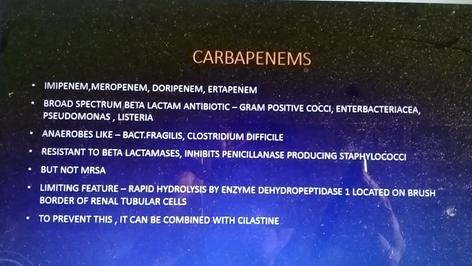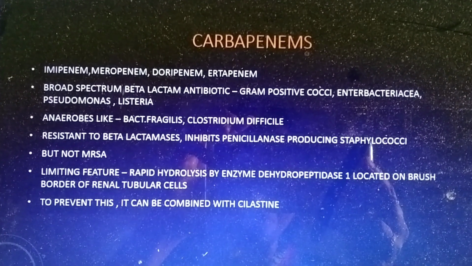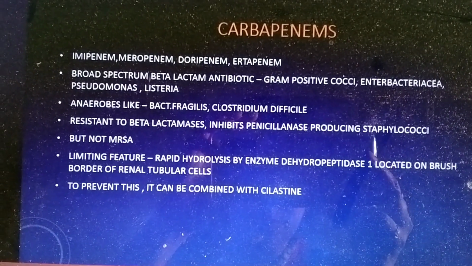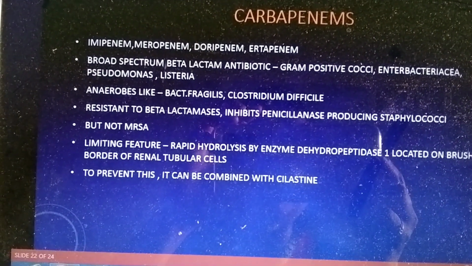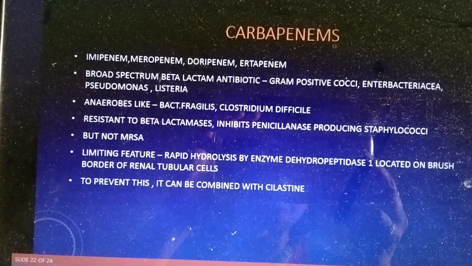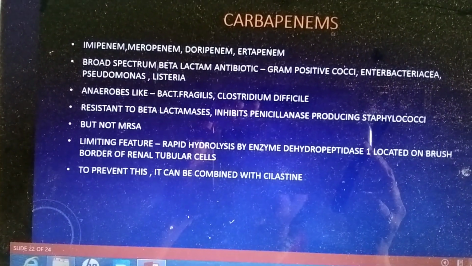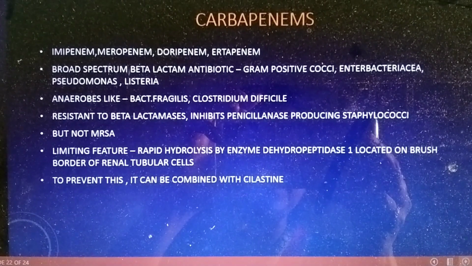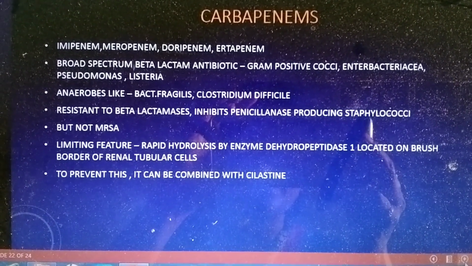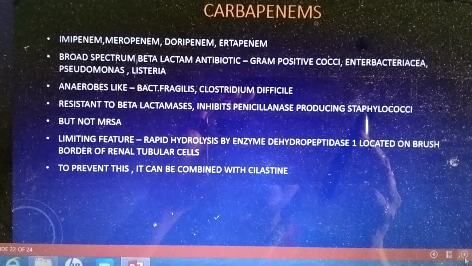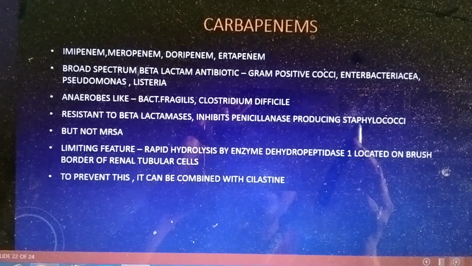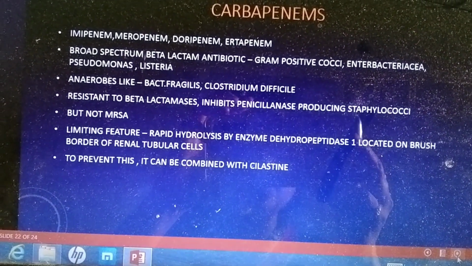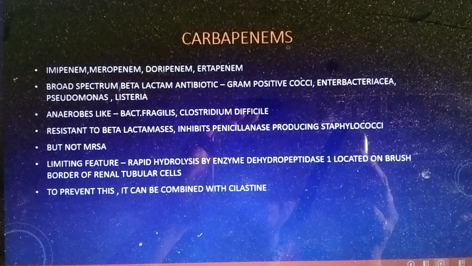Now coming to the carbapenems. Carbapenems are imipenem, meropenem, doripenem, ertapenem. These are the broad spectrum beta-lactam antibiotics. The spectrum includes gram-positive organisms, Enterobacteria, Pseudomonas, Listeria, anaerobes like Bacteroides fragilis and Clostridium difficile. They are resistant to the beta-lactamases, inhibit the penicillinase producing Staph aureus, but not methicillin resistant Staph aureus. So methicillin resistant Staph aureus is not included in the spectrum.